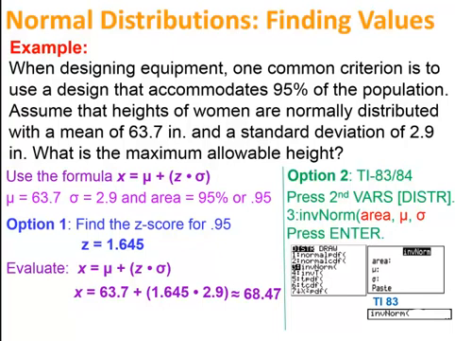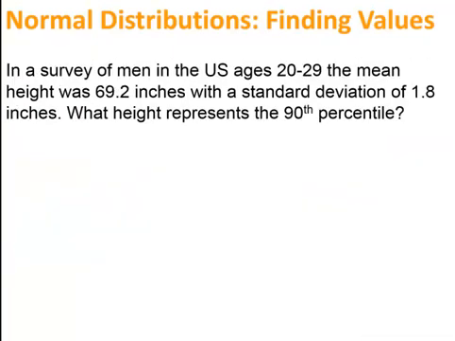Now if you have a newer calculator, you're going to have the area, and then you're going to have to change that mean from 0 to the 63.7 and the standard deviation from 1 to the 2.9. And then you'll hit enter, and it will give you the 68.47. Pause and try. So you should have gotten the 71.551 inches.